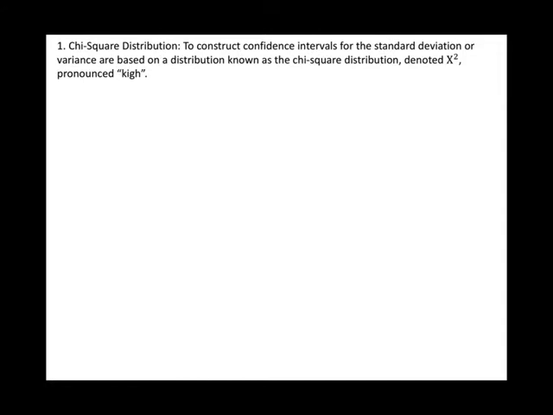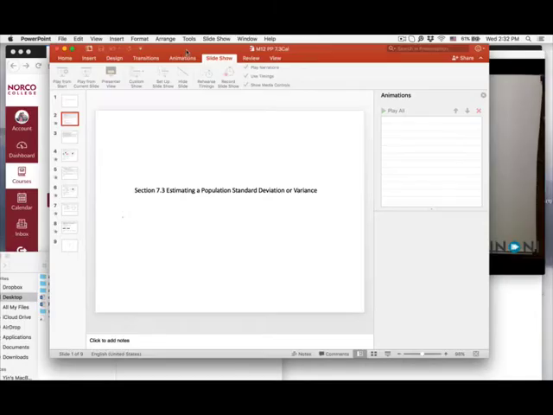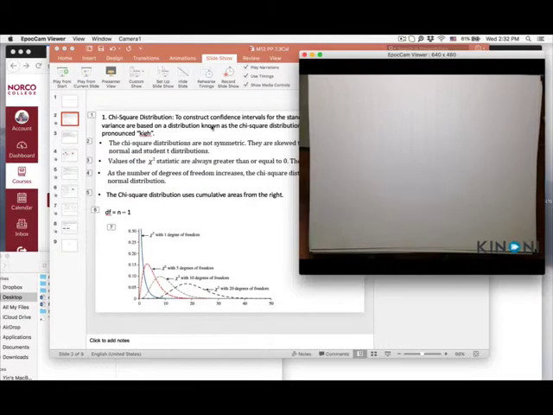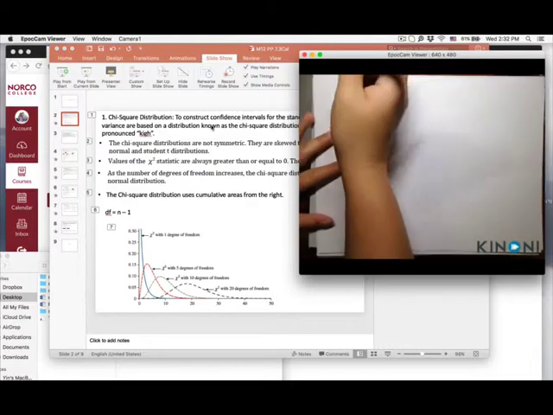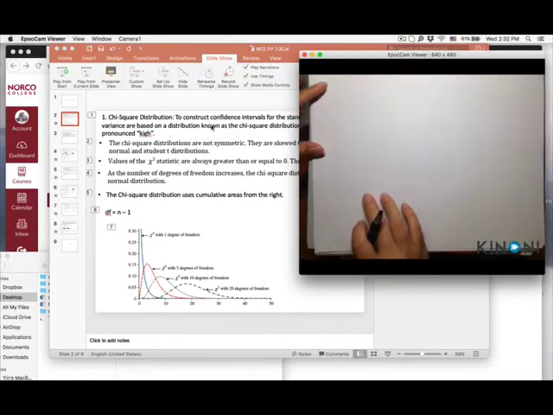Section 7.3, Estimating a population standard deviation or variance. In this session, we want to construct the confidence interval for standard deviation or the variance. And for the standard deviation or variance, we will be using the chi-square distribution. Let's review a little bit on section 7.1 and section 7.2.